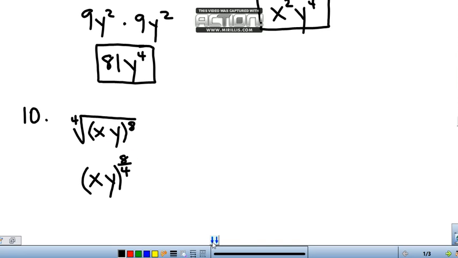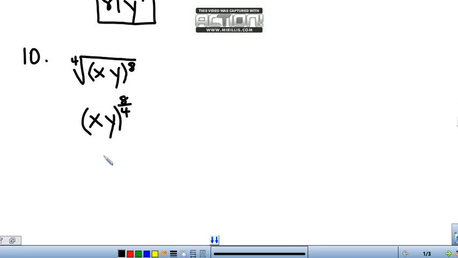Okay, I'm going to go ahead and simplify, so 8 divided by 4 is 2. Okay, now this is a power of a product, which means we're going to go ahead and distribute our 2 to each exponent. So that will become x squared, y squared. Okay, so that's problem number 10.